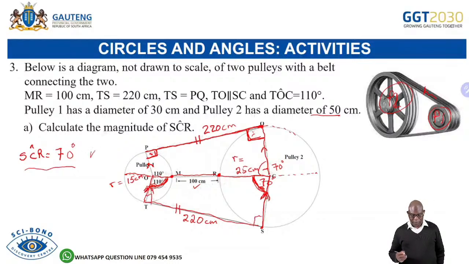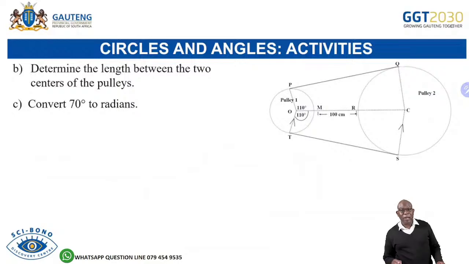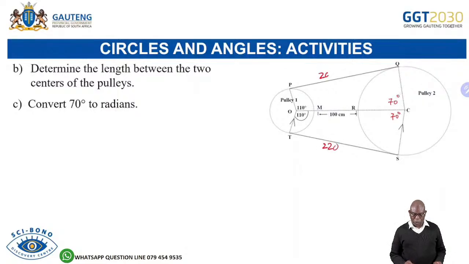Okay. Once I've explained the whole diagram, now we can do all the questions. There we've got the 70 degrees and we've got the 70 degrees there. Okay, so we've got the 220, we've got the 220.